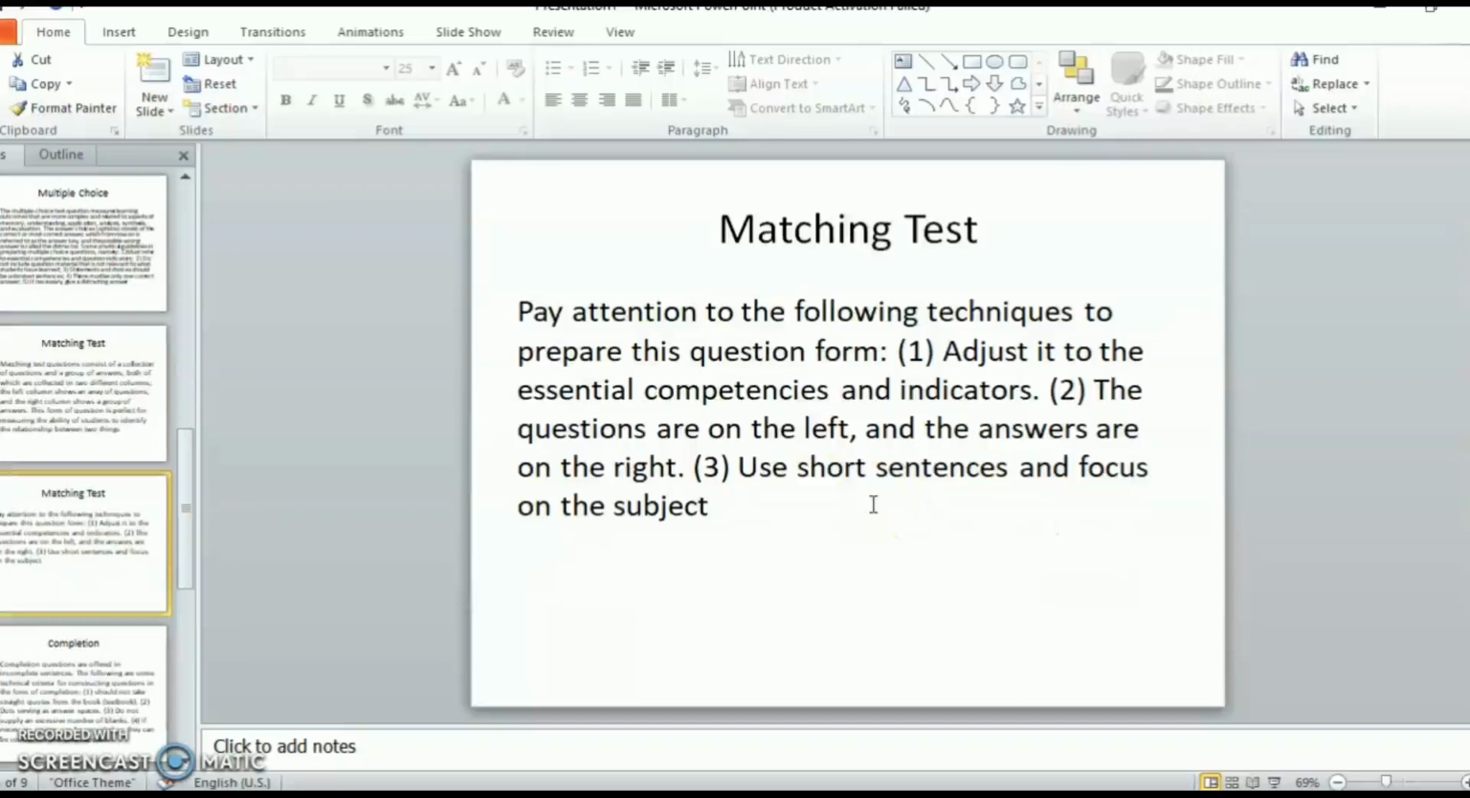In order to design the matching test, you have to pay attention to the following techniques. First, adjust it to the essential competencies and indicators. Second, the questions are on the left and the answers are on the right. And the last, use short sentences and focus on the subject.